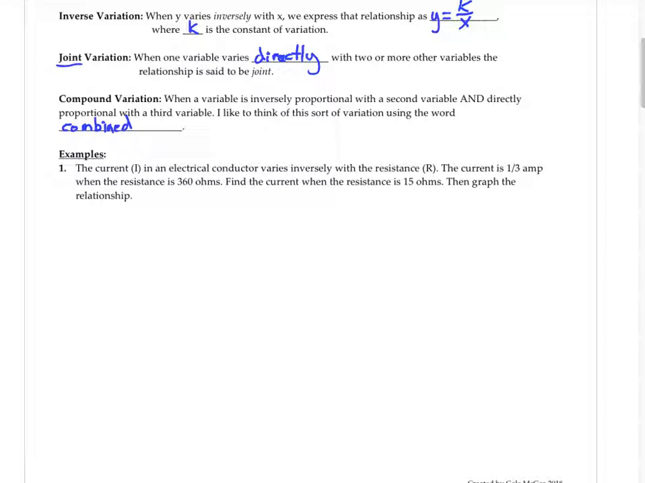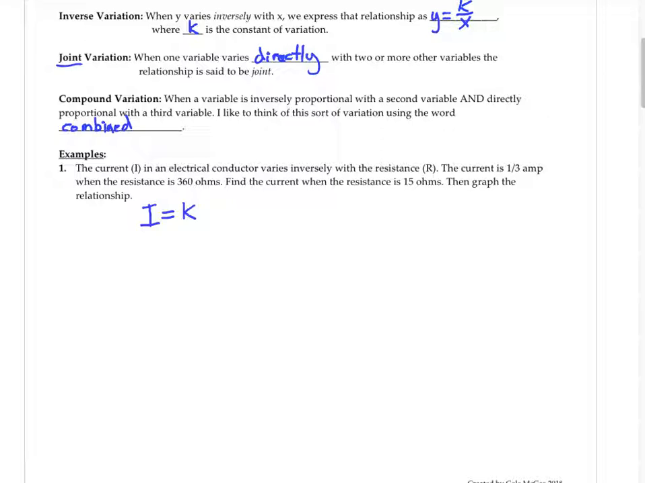Okay, so let's get to our examples. When we're solving basic problems in this section, you kind of want to think of a three-step process. The first one is that the current in an electrical conductor varies inversely with the resistance. So the first step is to write down the general form of the relationship. Current is the thing that's varying, so I'm going to say I equals. It's a variation problem, so I'm going to stick a constant of variation in there.